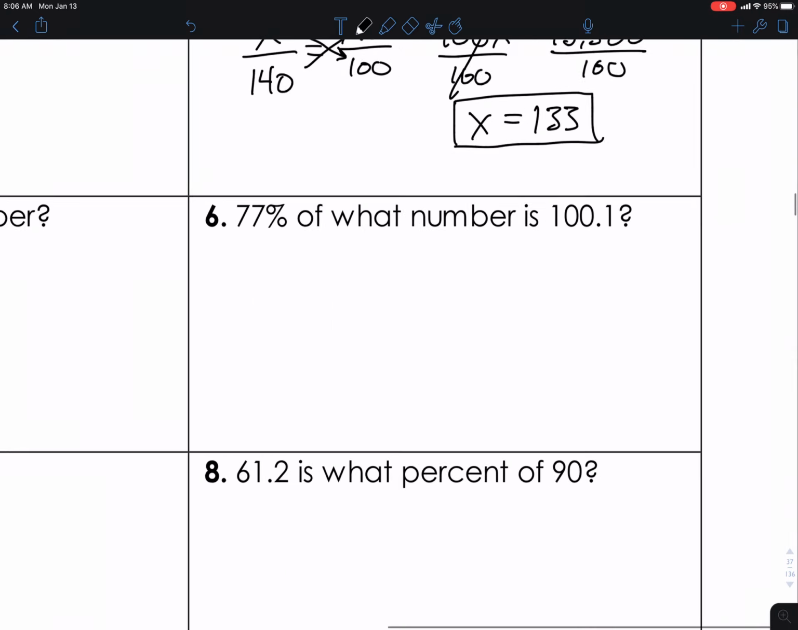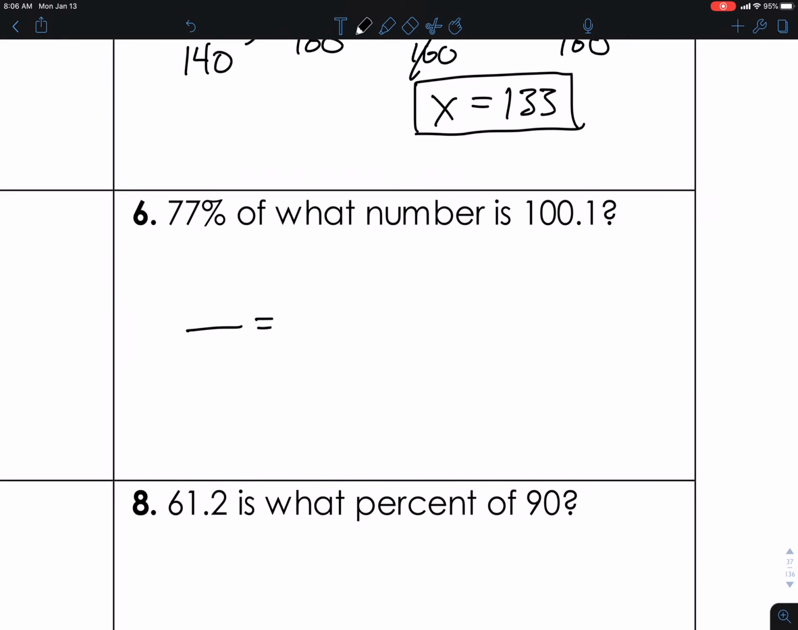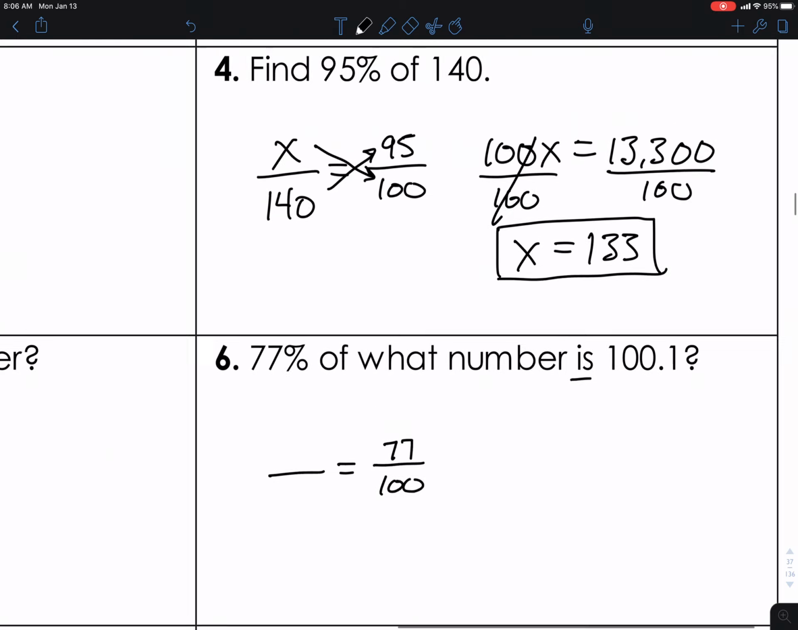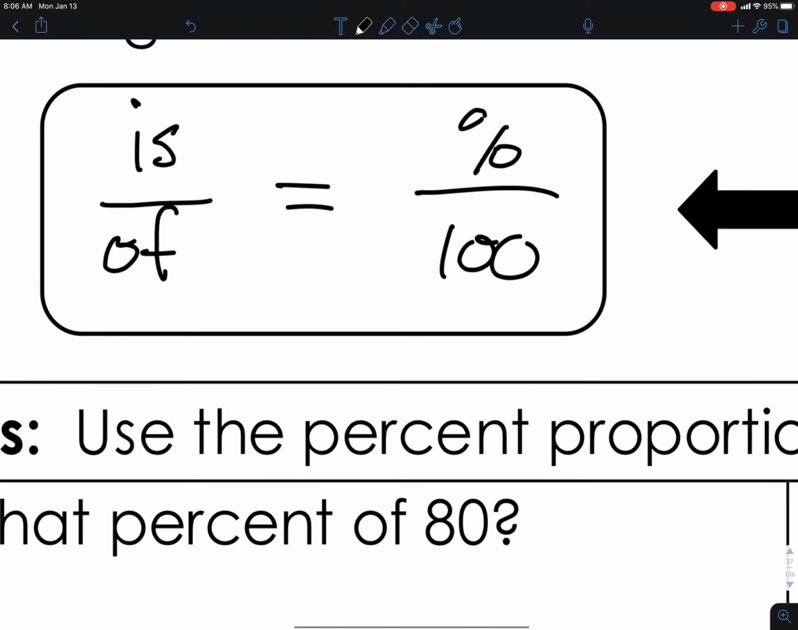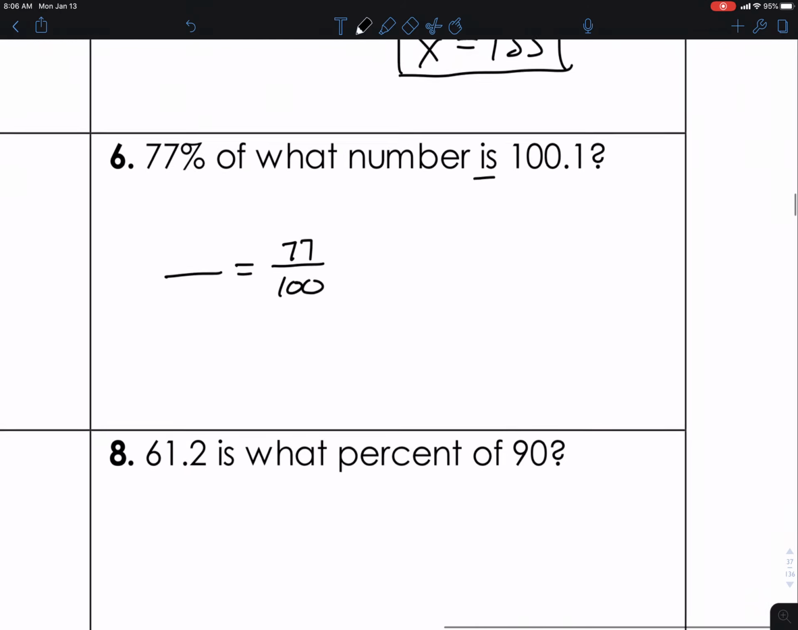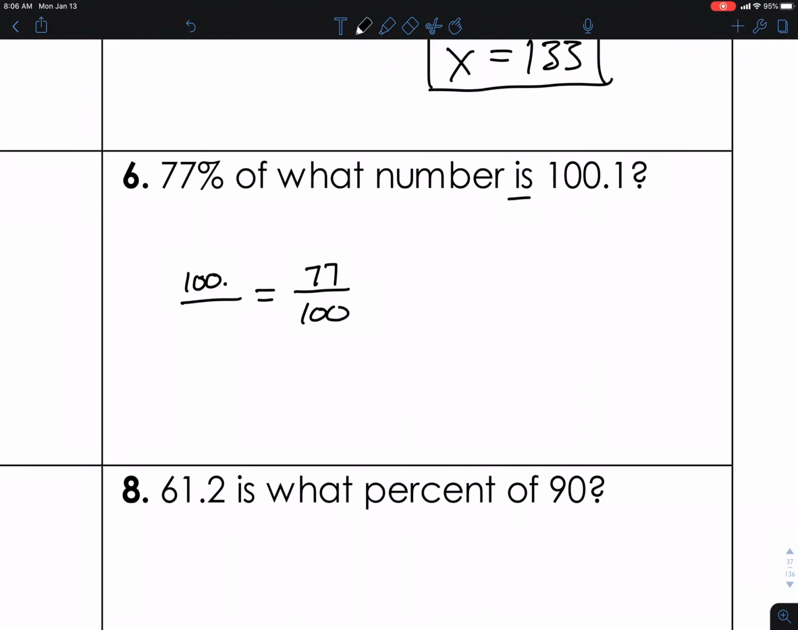Again, number 6. Again, bar equals bar over 100. That's how you set it up every time. 77% of what number is 100.1? Well, they gave us a percent. That goes over the 100. The 100.1, they got an is. Where does is go? Upper left. Top left goes in my numerator on the left-hand side. So 100.1 goes there. I'm just going to put an X there for my variable. I could have put an N there. I could have put a P there. It didn't matter what I put, just as long as I have something there.